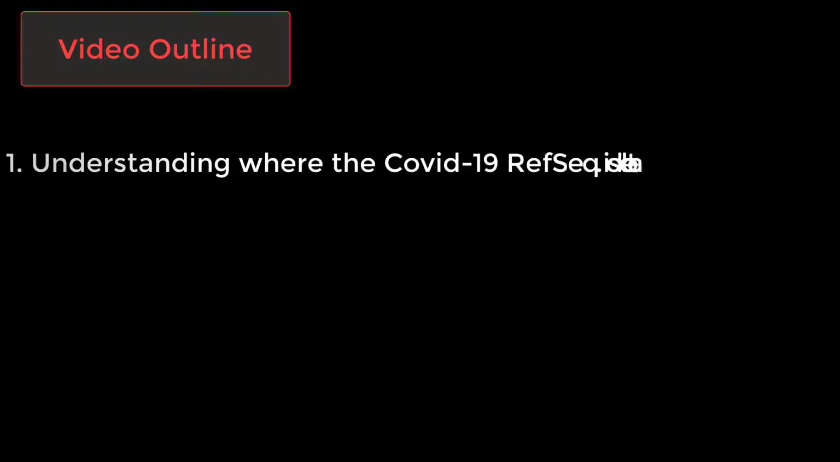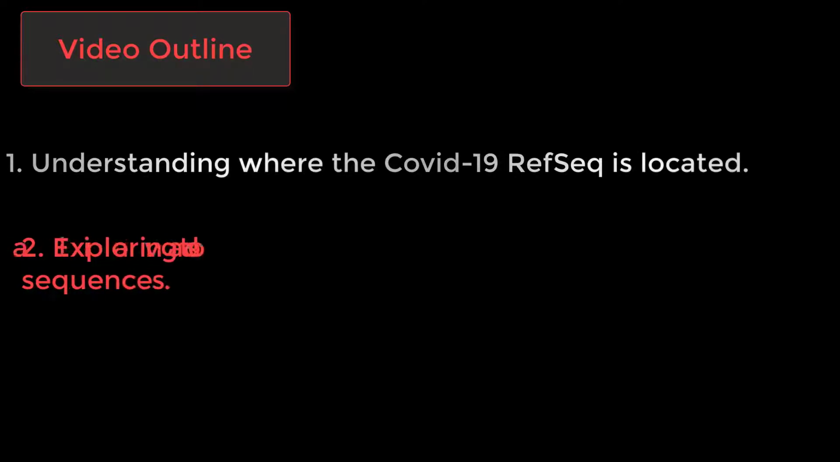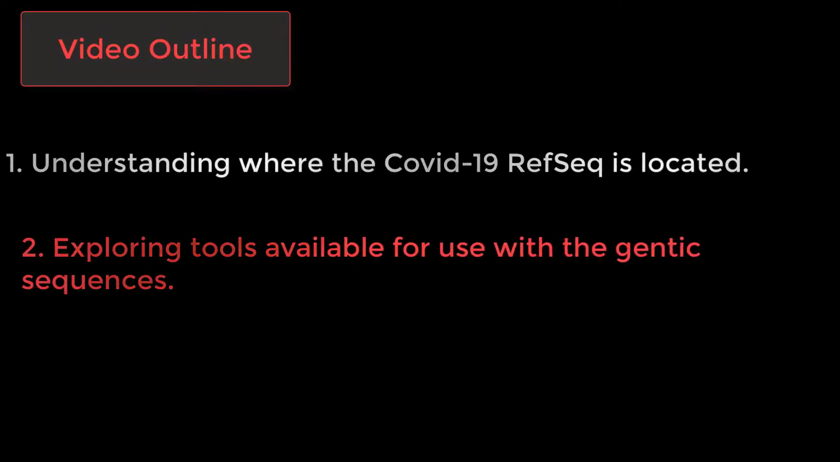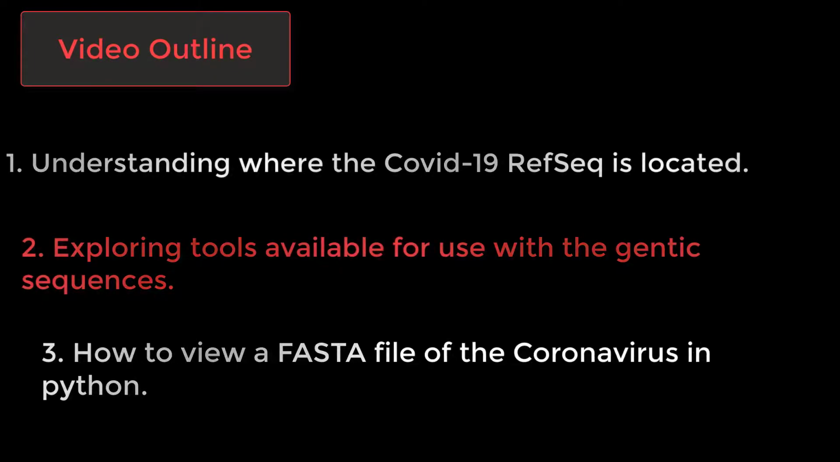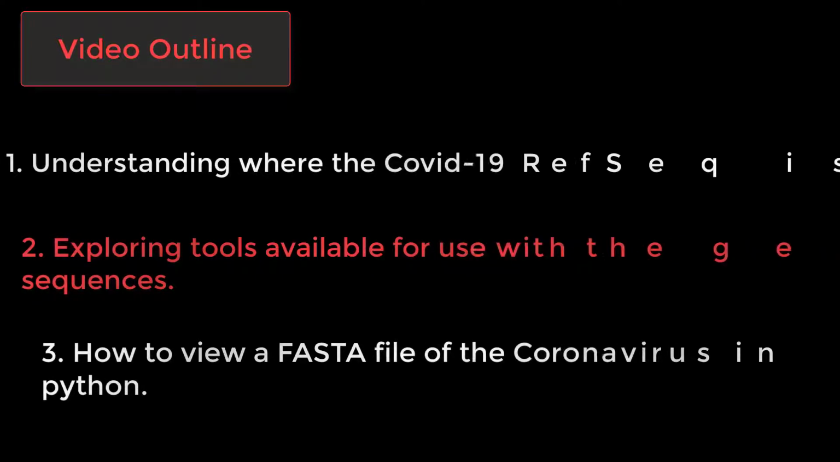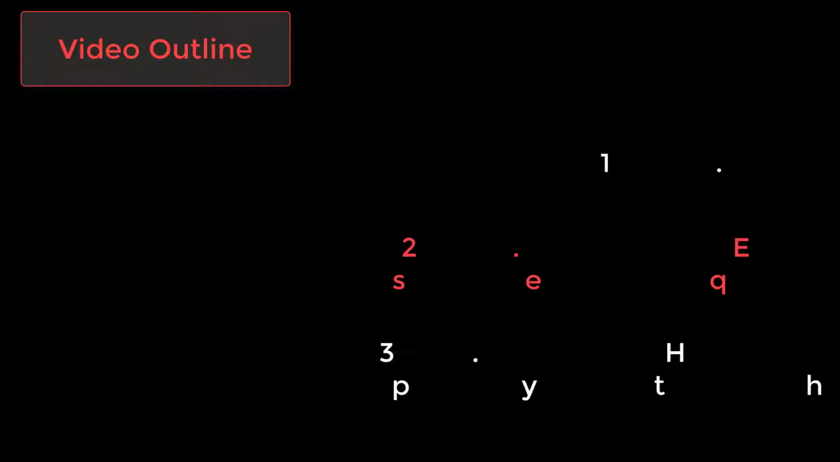Okay, so in this video we're going to be going over where to find the COVID-19 reference sequence. It's located on the NCBI website. Then we're going to explore a few tools on how to compare the sequence with other sequences. And then we're going to go over looking at it in Python and seeing what that looks like. So let's jump into it.